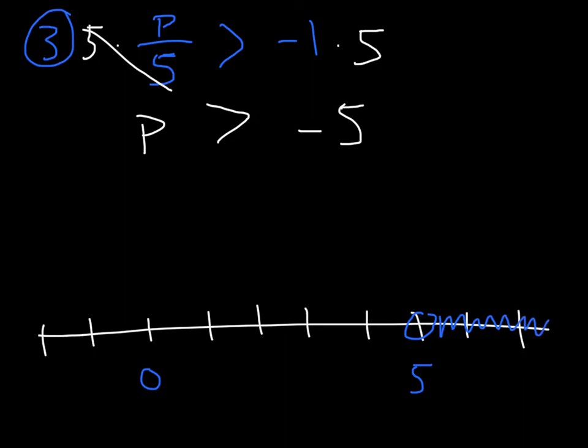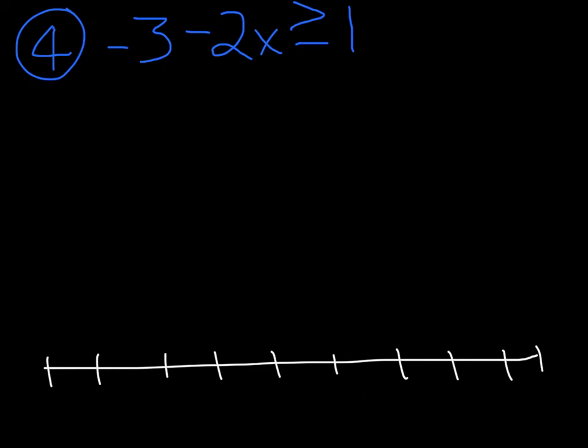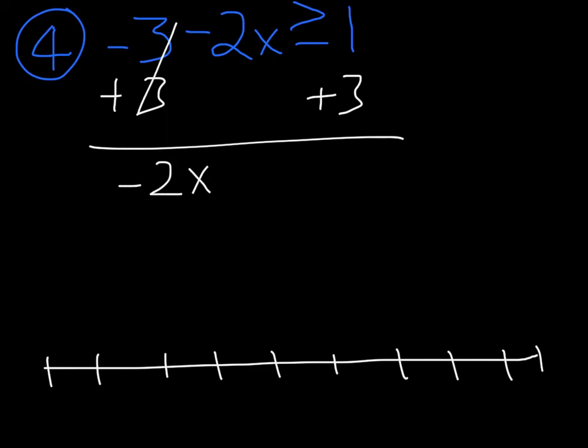Let's try another one. Number 4, the last one, says -3 minus 2x is greater than or equal to 1. So this one has a couple different steps. Just like equations, we want to get rid of this -3 first because it's farther away from our x. So to do that, we need to add 3. When I add 3, I'm left with -2x is greater than or equal to 1 plus 3 is 4. Since that was a positive number that I'm adding, no change there.